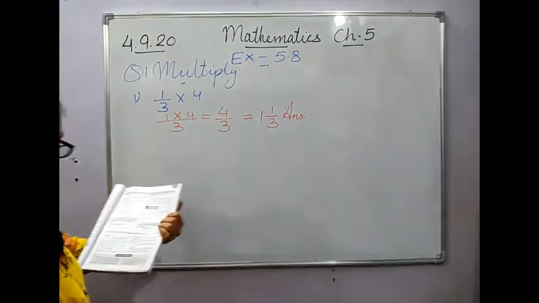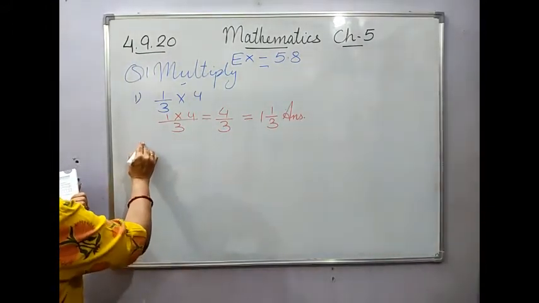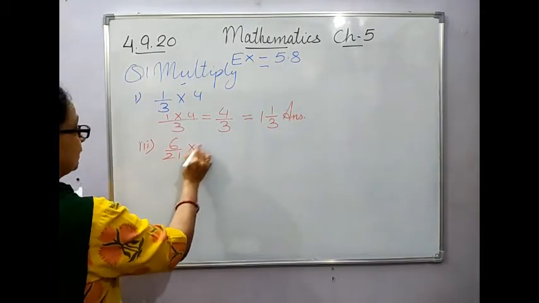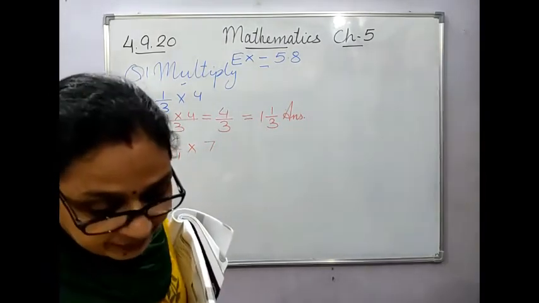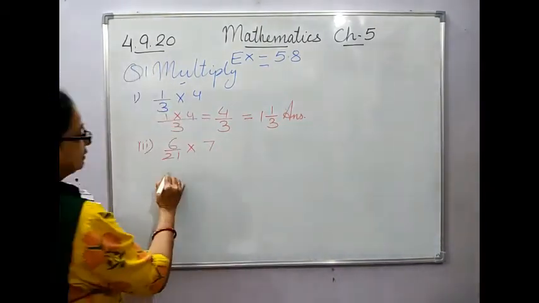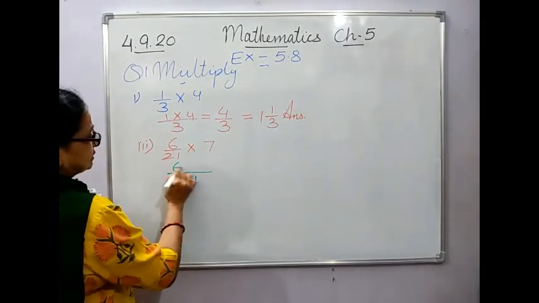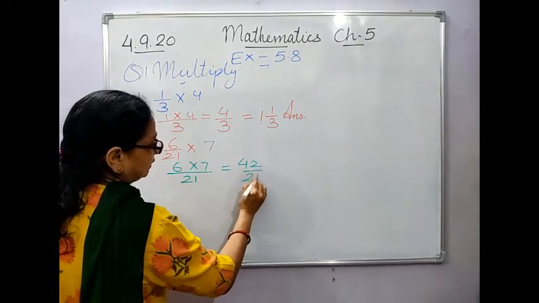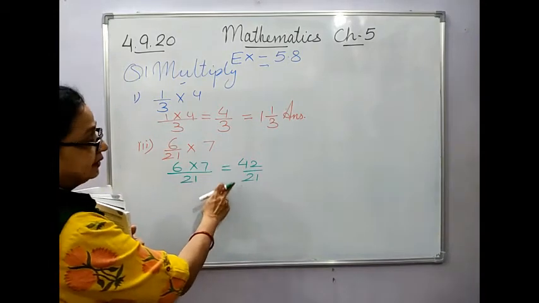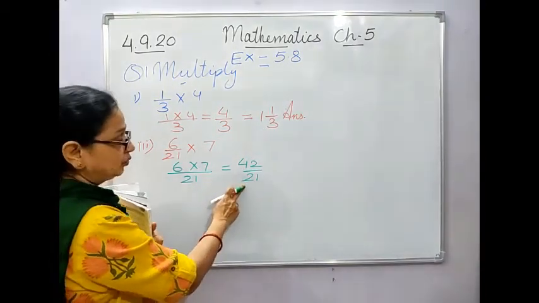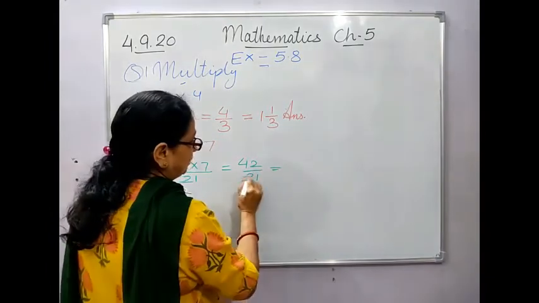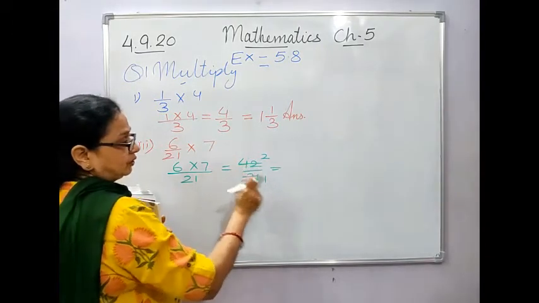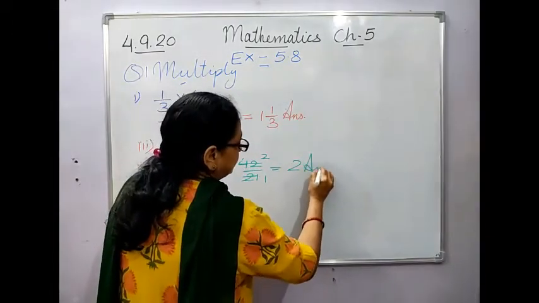Then if I take sum number third, it is 6 upon 21 multiplied by 7. Again, we will only multiply the numerator, the denominator will remain the same. 6 into 7, 6 sevens are 42 upon 21. Children, you know that these can easily be divided. 21 twos are 42. So your answer is only 2.